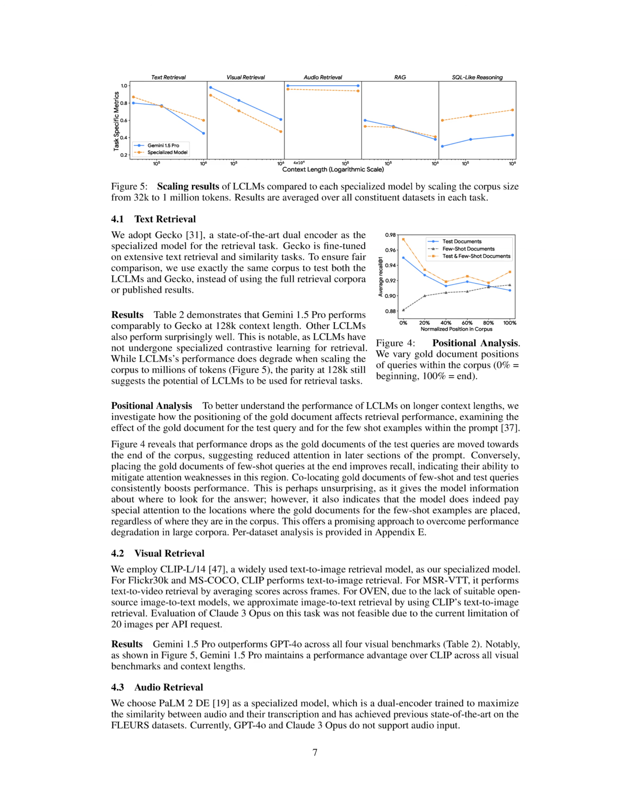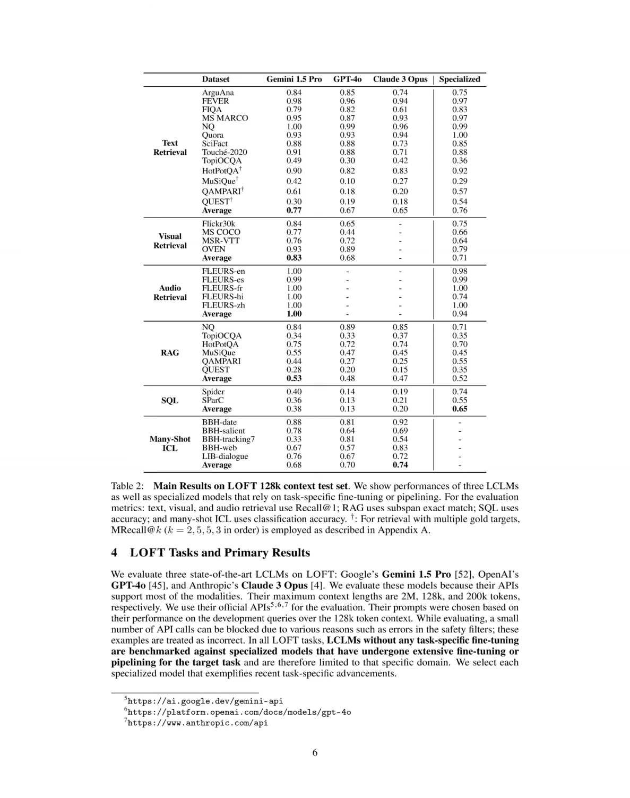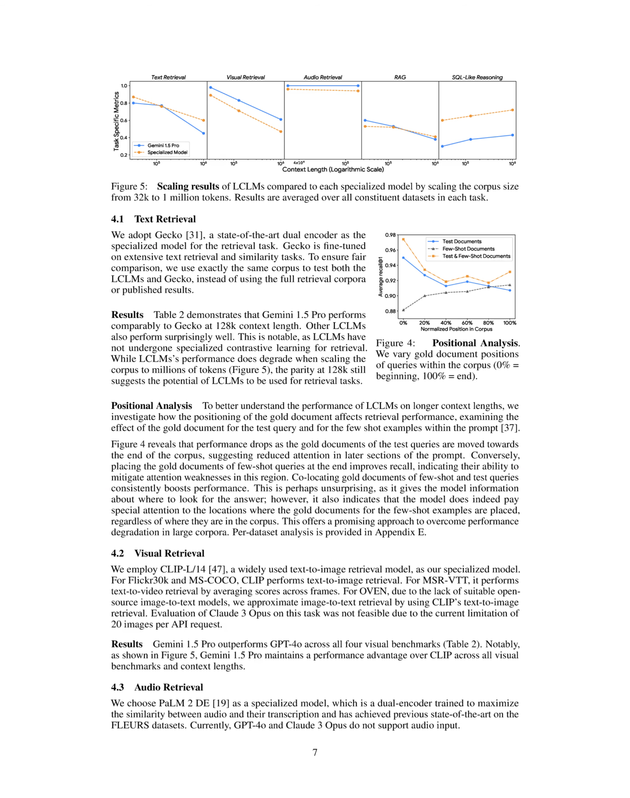The primary results and outcomes achieved by evaluating Google's Gemini 1.5 Pro, OpenAI's GPT-4o, and Anthropic's Claude 3 Opus on the Long Context Frontiers LOFT benchmark revealed that Gemini 1.5 Pro performed comparably to a specialized model, Gecko, in text retrieval tasks at the 128K context length. Additionally, Gemini 1.5 Pro outperformed GPT-4o across all visual benchmarks in tasks such as text-to-image and text-to-video retrieval.